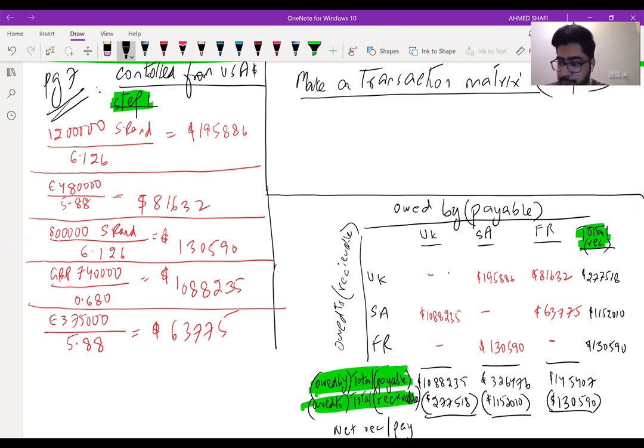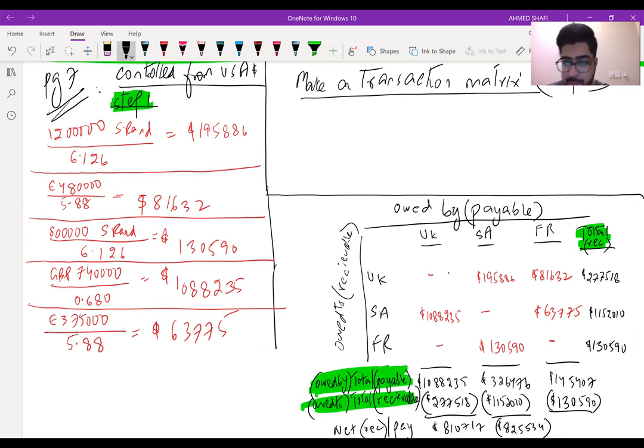So 1088235 minus 277518. It's 810717. Since payable are higher than receivable, it's net payable. Okay. Secondly, 326476 is the South African payable, but 1152010 is the South African receivable. And that is negative 825534. Since receivables were more than payables, it's net receivable. That's why coming negative.